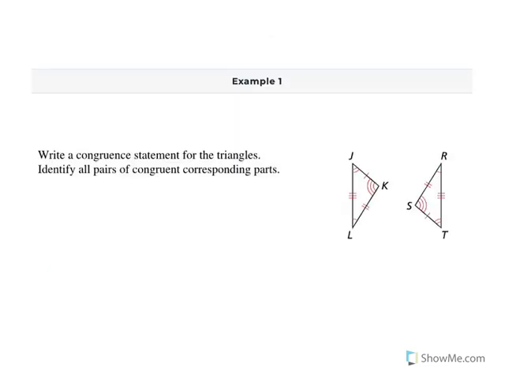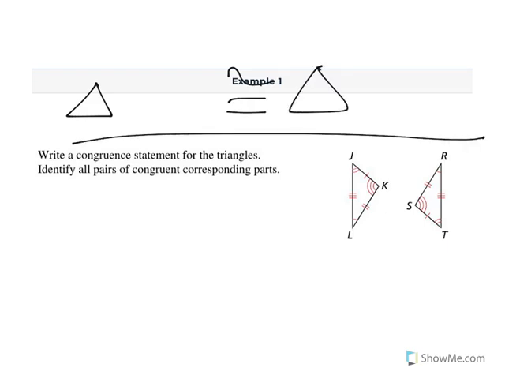So we need to write a congruence statement, which means we're going to write that this triangle is congruent to this triangle. That's a congruent statement, okay? But we need to put our parts in the right places. I think it's easier to do the second part first, identifying all pairs of congruent corresponding parts.